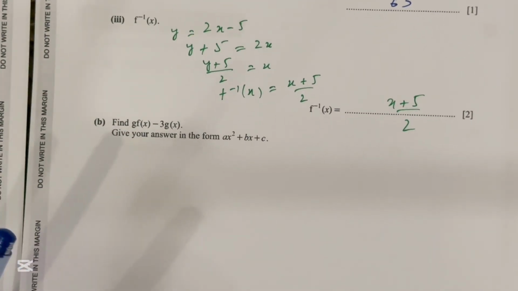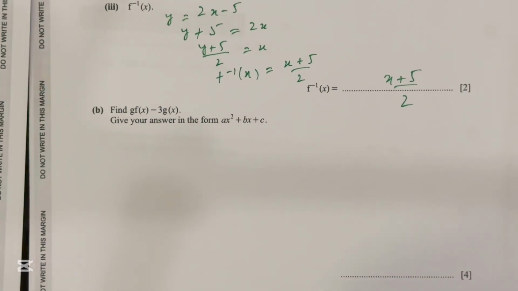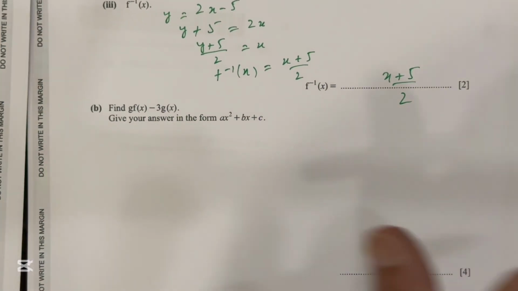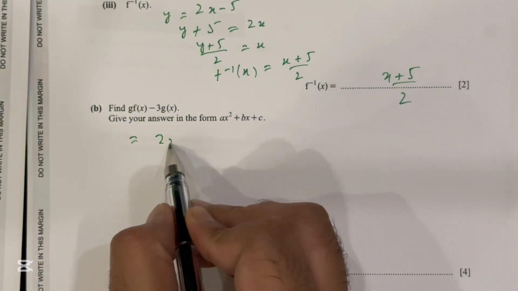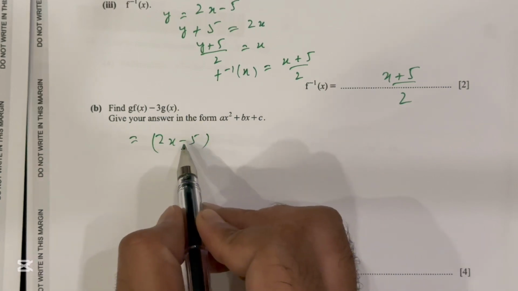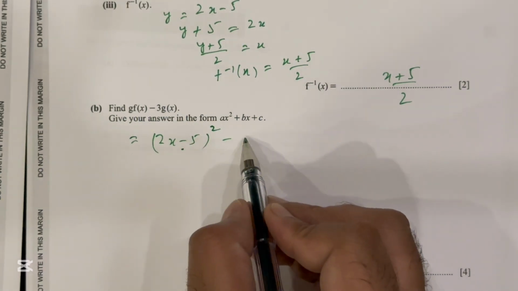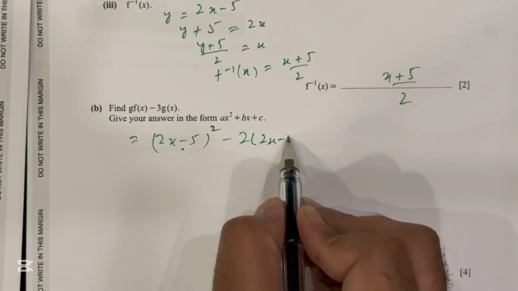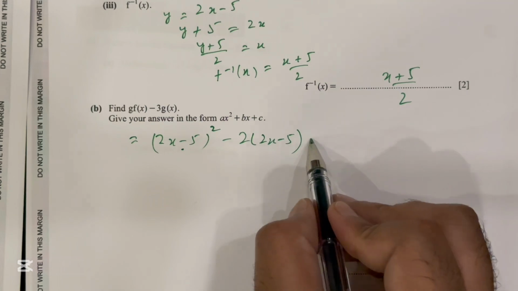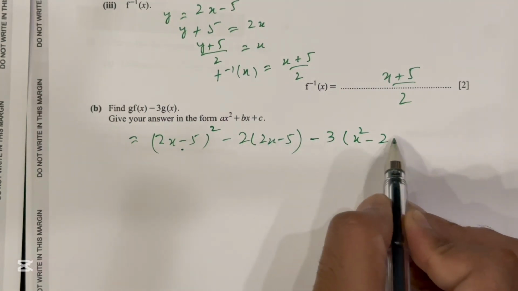Next part is find g of f of x minus 3g of x. Give your answer in the form ax squared plus bx plus c. Okay, g of f of x, that would be equal to 2x minus 5 because g was x squared. So we have substituted the value of f of x, and then we have to substitute the value of g of f of x, that is 2x minus 5, then minus 3g of x, then minus 3g of x would be equal to x squared minus 2x.